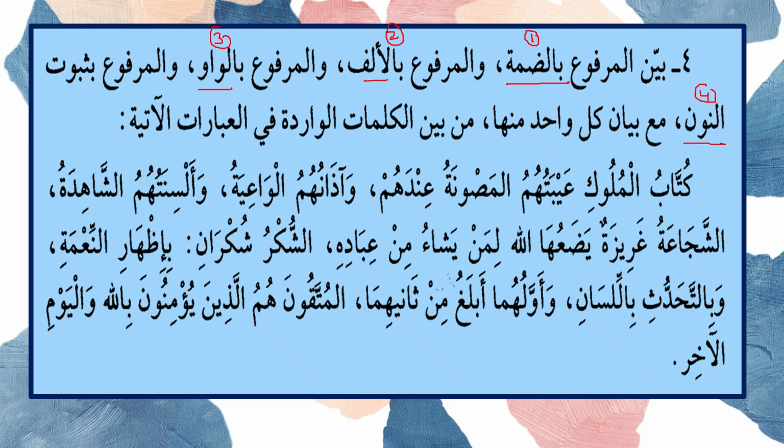And let's see. So the first one here is kuttabu. So we have a dhamma, it's a noun, and this is sifa. It should also have a dhamma following the kuttab. Aibatuhum. So this is also marfu with dhamma. Maswanatu. So this is also marfu with dhamma. Indahum is zarf. Wa adhanu. So this is marfu with dhamma. Wa'iyatu. Marfu with dhamma. These are all nouns. Wa al-sinatu, this is also a noun with dhamma. Shahidatu, again it's dhamma.